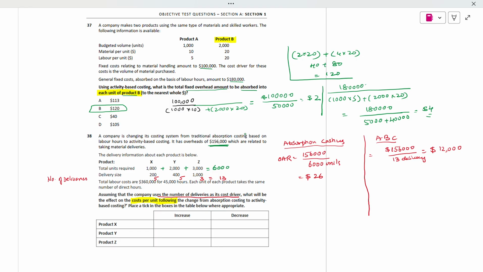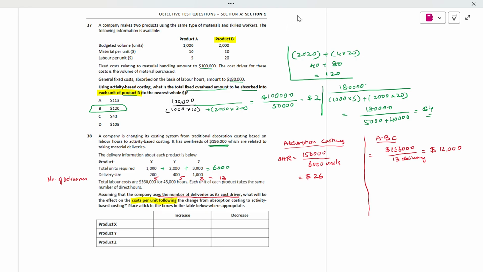Absorption costing, what are we doing in absorption costing? We take only the overhead absorption rate. What is the overhead? 156,000 divided by 6,000. Straight away, how much will you get? 26. Okay, good. Now, with respect to ABC, 156 divided by 13 deliveries.